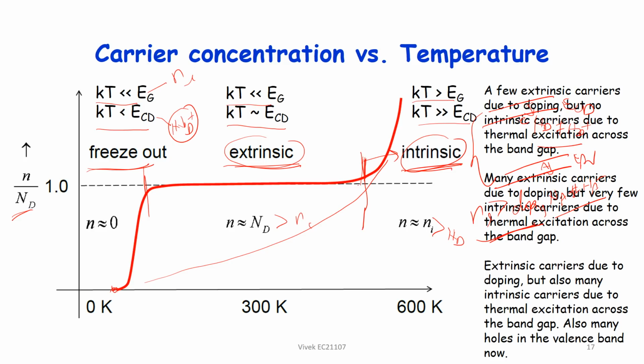Okay, so here I have written, so you can read it after the lecture. So in this region there are only partially ionized donors. That's what first para says. Second one, many extrinsic carriers due to doping, but few intrinsic carriers. And here a lot of intrinsic carriers, right, for high temperature.